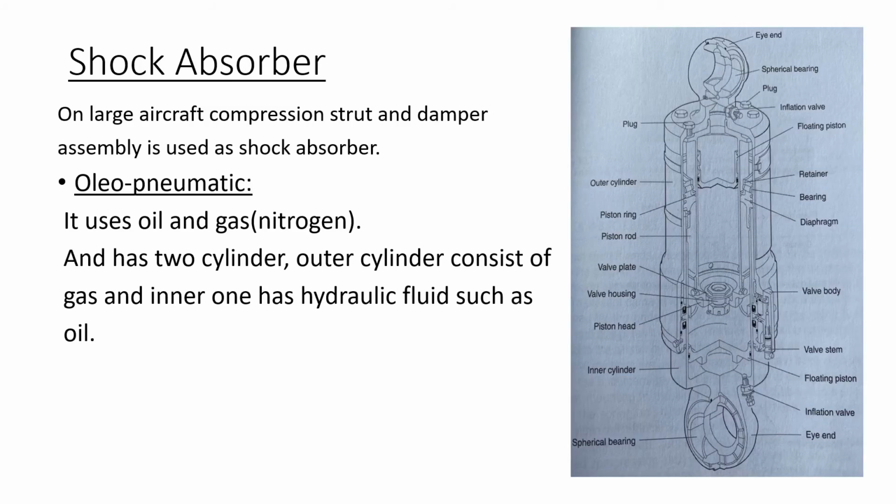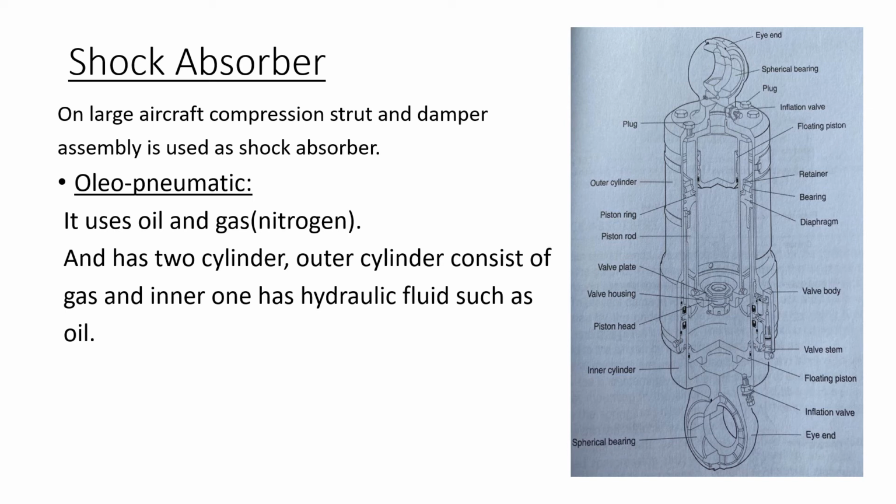Shock absorbers are found on an aircraft to absorb the shock during landing. In light aircraft, this could be a steel spring with a rubber mounting, but in larger aircraft we cannot use rubber and steel springs. So we use compression struts and dampers to absorb the shock. There are two types of shock absorbers mostly used. Number one is the oleopneumatic, and number two is the liquid spring shock absorber.